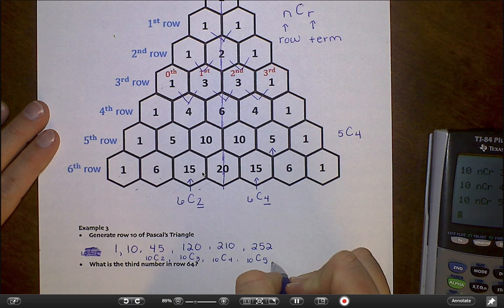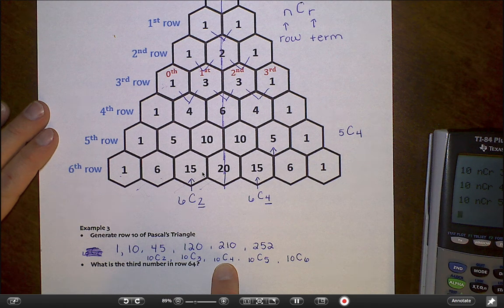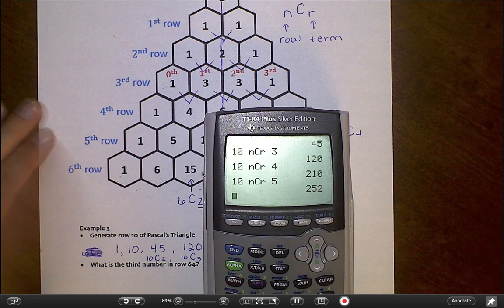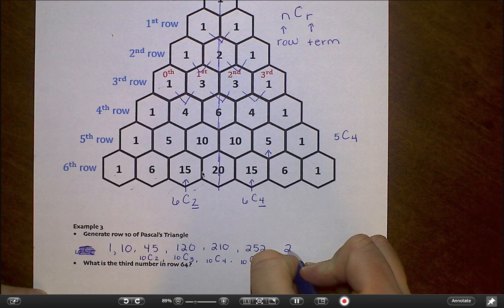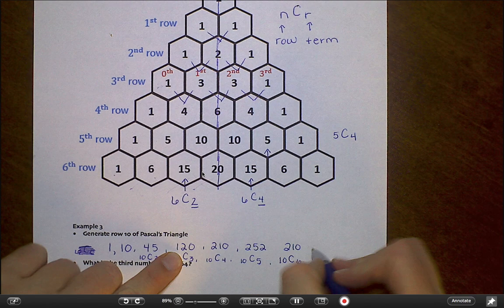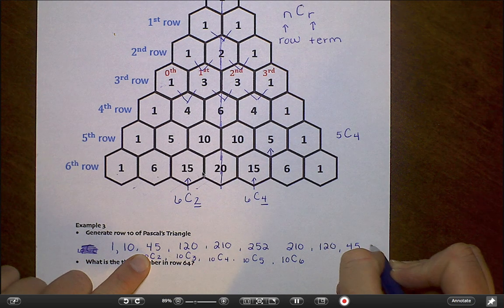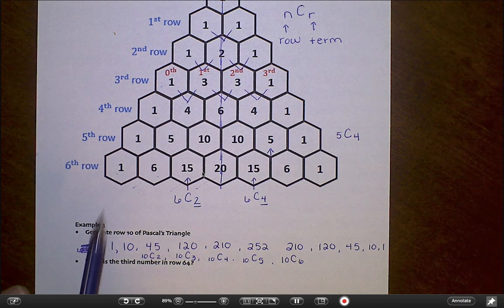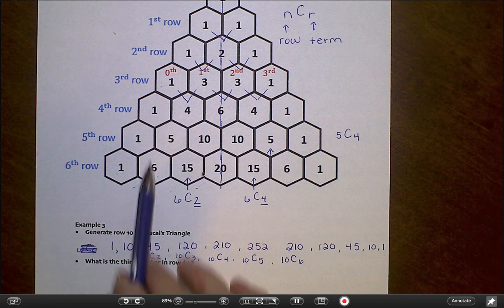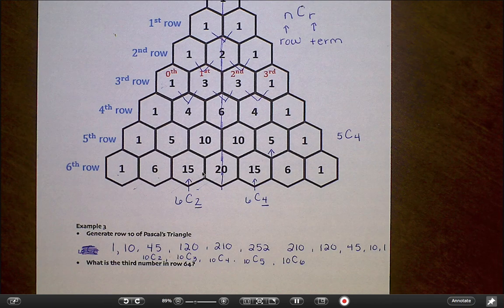Now what should happen because of that symmetry is my next term, which would be 10 choose 6, should be the same as 10 choose 4. Let's check it just to make sure. So 10 choose 6, yep, is 210. And so what that means is I've got 210, and then my next one will be 120, and my next one will be 45, and then I know my row is going to end with a 10 and a 1. There should be 11 numbers here because there's always one more than the row number, since we're starting with term 0. 1, 2, 3, 4, 5, 6, 7, 8, 9, 10, 11. That's row 10 of Pascal's triangle.